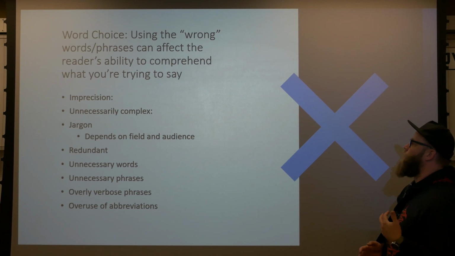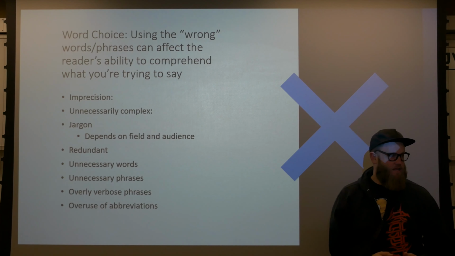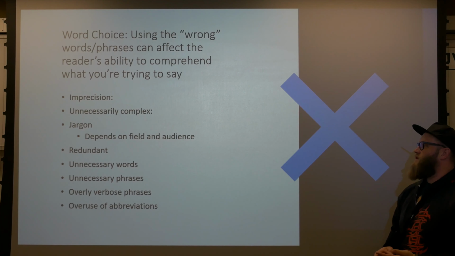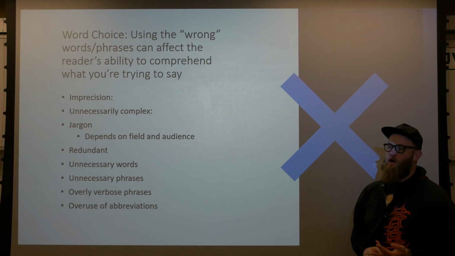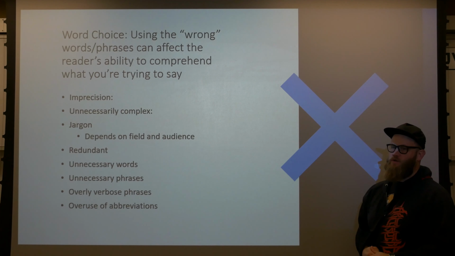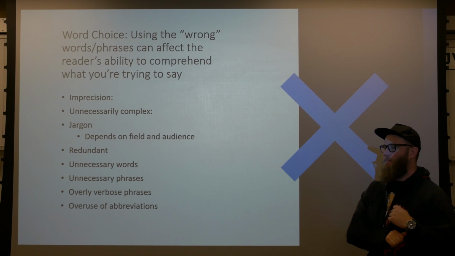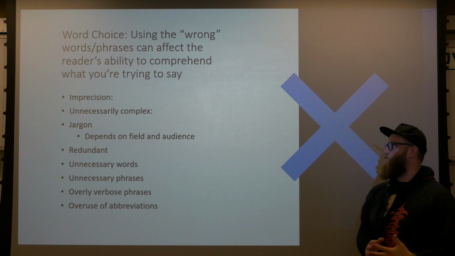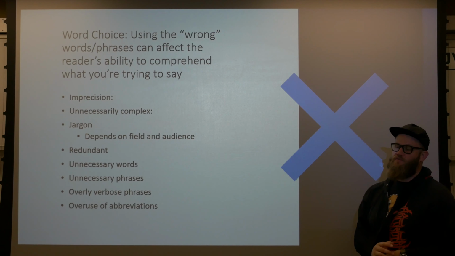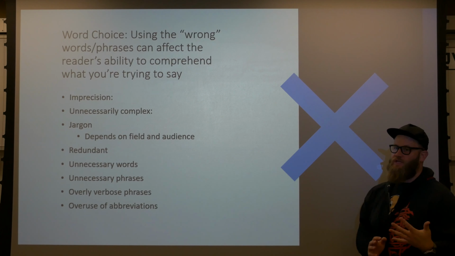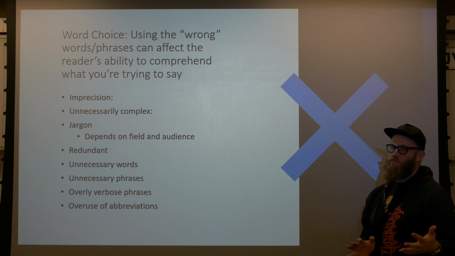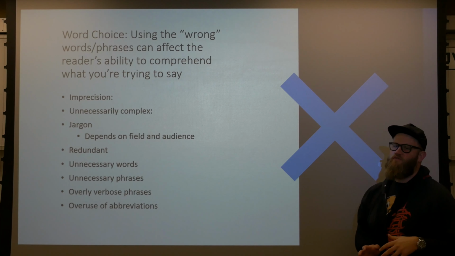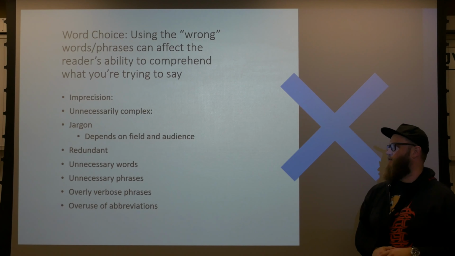So using the wrong words and phrases can affect the ability of the reader to comprehend what you're trying to say. So if you're imprecise or you're unnecessarily complex, and those two are sort of related, but they're kind of opposites. What I mean is, if you say something that's so vague, then no one's going to be able to follow it. And if you say something that's so detailed or so complicated, then someone likely won't be able to follow that either. Okay, jargon, and again, I've mentioned before, the field and audience can play into that a little bit.